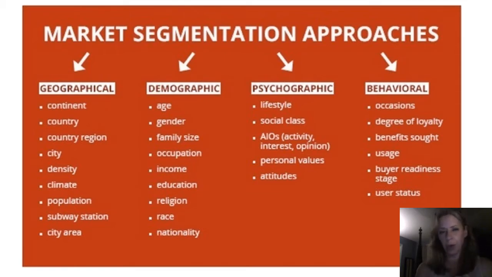Egos can play a role in that. It's just there's a lot of different things there. With the AIOs, I use this quite often: activities, interests, and opinions. So what would your perfect customer do in their time off?